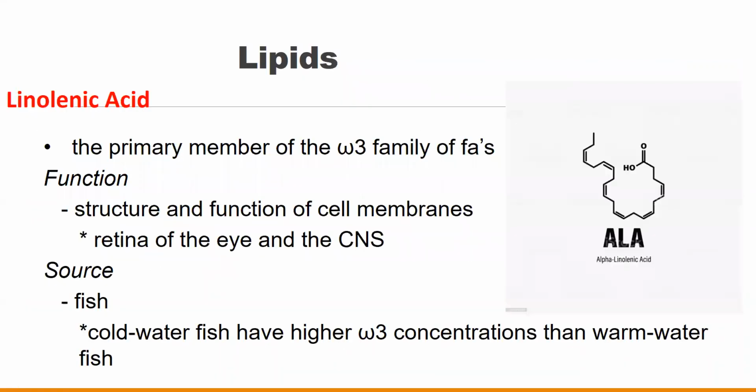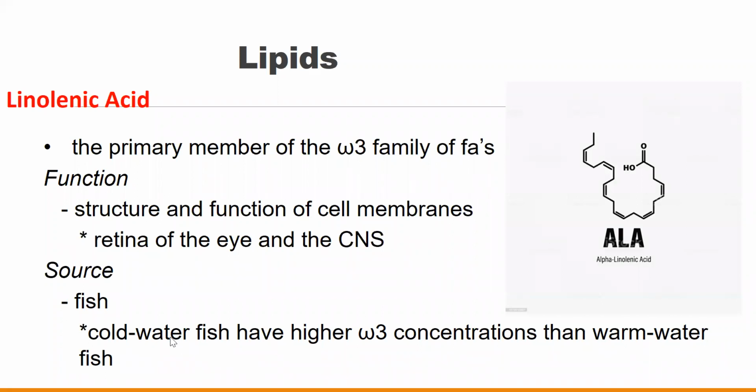There are usually the omega fatty acids. You have the alpha linolenic fatty acid, whose function is the structure and function of cell membranes, the retina of the eye and the CNS. We know these ones. Usually our sources are fish. Cold water fish have higher omega-3 fatty acid concentration. For example, if you eat tuna, some canned tuna products in the supermarket indicate that they have omega-3 fatty acid.